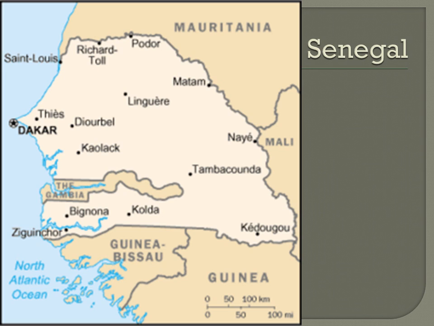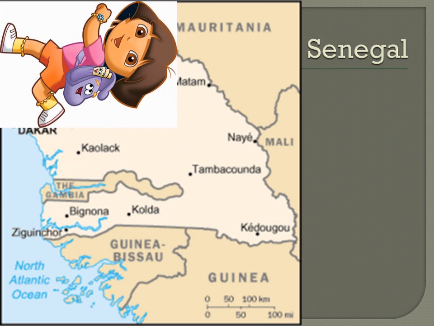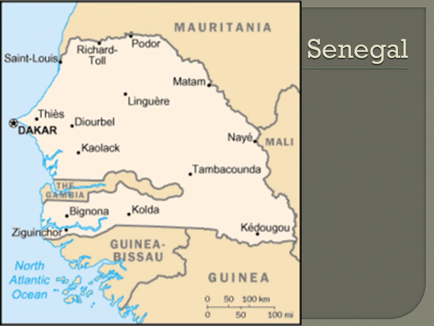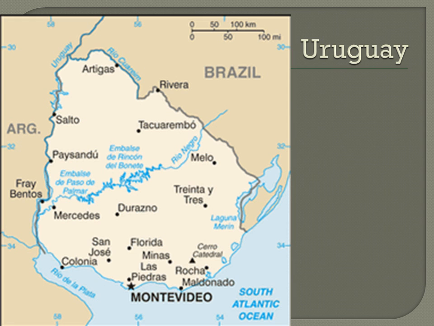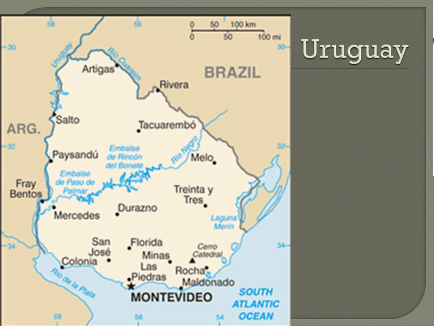Our next state, we have Senegal, and you can see the Gambia in between Senegal. So what do you say? What shape would Senegal be? Uruguay. What would we say Uruguay would be?